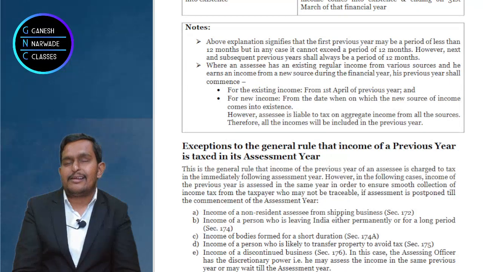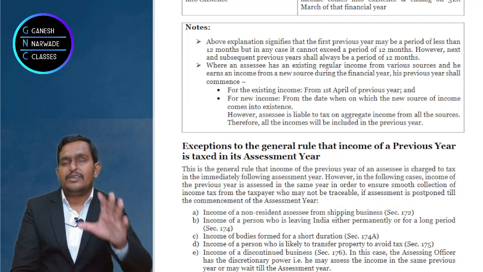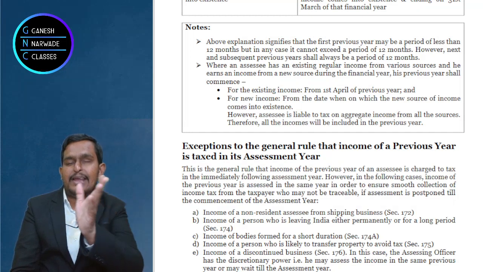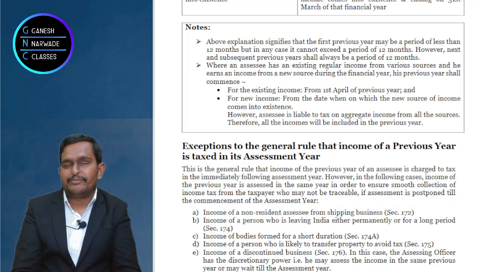The major concept, thought process is, if somebody is staying in India, government has trust. Where will he go? He stays in India. We will catch him anyhow. We'll collect tax from him, no problem. So government says, no problem. You earn income in previous year, pay taxes in assessment year next year.